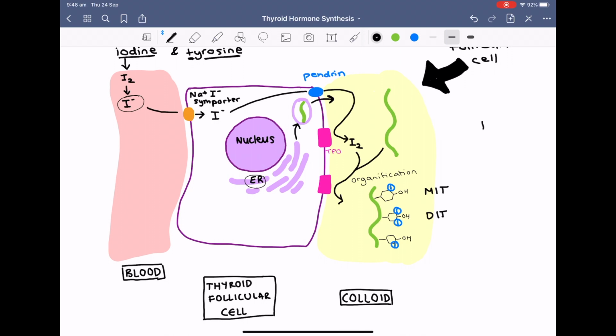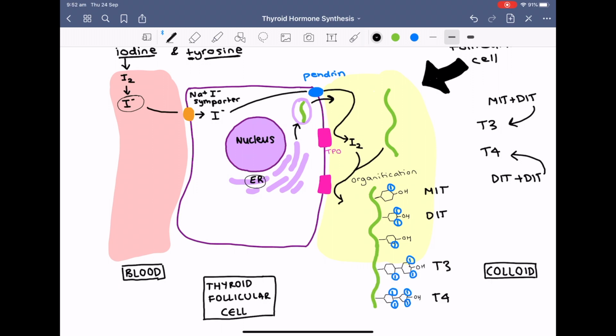Okay, we're almost there. Just as a reminder, the two thyroid hormones are triiodothyronine, also known as T3, and thyroxine, which is T4. One MIT and one DIT molecule are combined to form T3, and two DIT molecules form T4. This coupling reaction is also oxidized by TPO. Here at the bottom of the thyroglobulin molecule, you can see what T3 and T4 look like. Okay, so now we have our thyroid hormones.